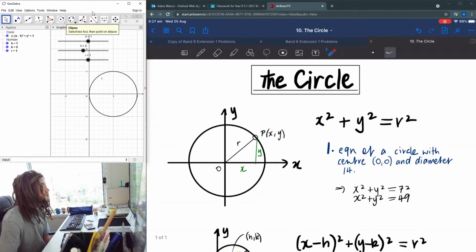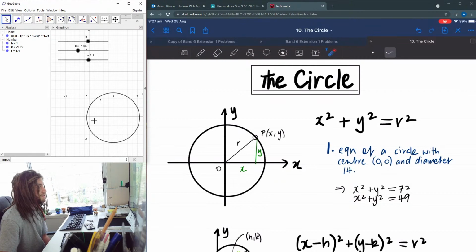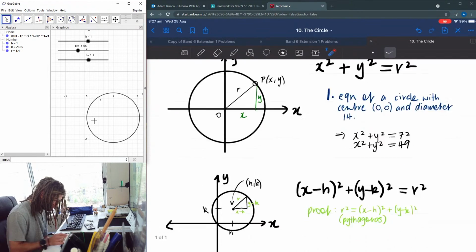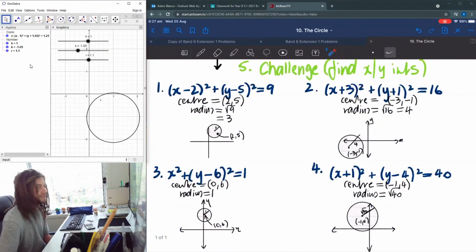And I guess if you just look at the circle up here, if I start moving the k value, it goes up and down. If I start moving the r value, it gets bigger and smaller. So I guess you can believe me in 3 different ways: 1 from just telling you, 2 from my Pythagoras proof, and 3 from my digital tool on the top left. Okay, that's everything I think you need to know about the circle for now.